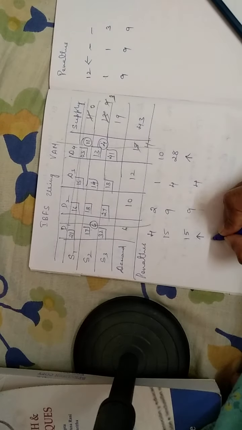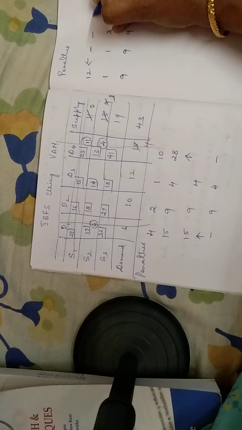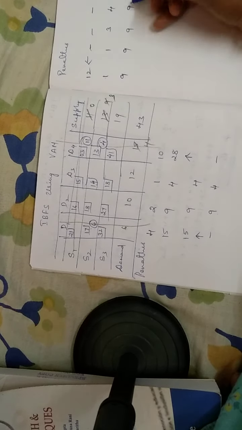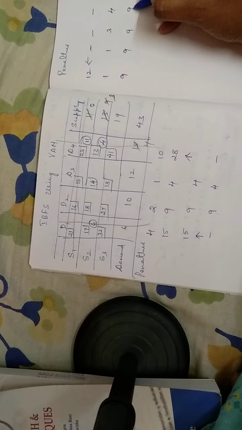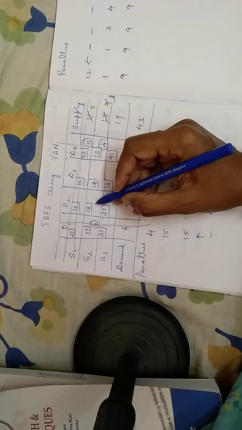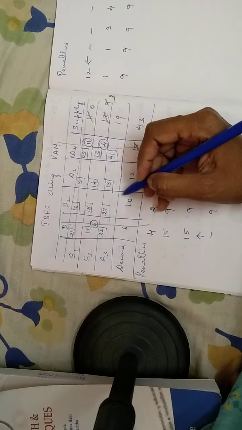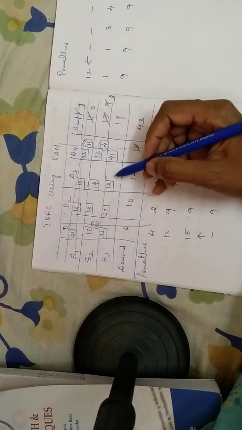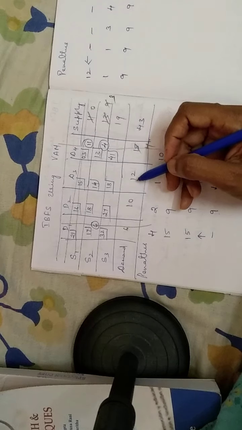Now again I'll have to calculate the penalties. So it is 9, 4, and here nil. Again it is nil here, 4 and 9. If you observe here, the maximum penalty is 9. We get 9 here as well, and even here also we have 9. In this particular case, we identify the least cost, and the least cost is also the same here. So we have to check where I can make the maximum allocation.